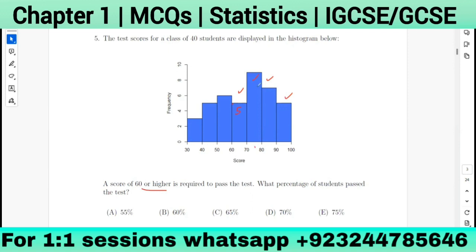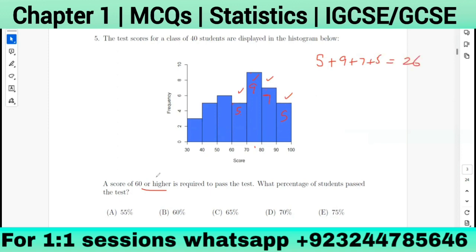This is how many students? 9. This is how many students? 7. This is how many students again? 5. So what is the total of the students who passed? 5 plus 9 plus 7 plus 5, which is equal to 26.